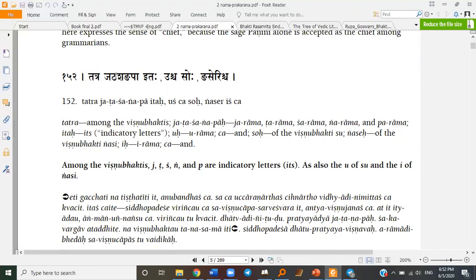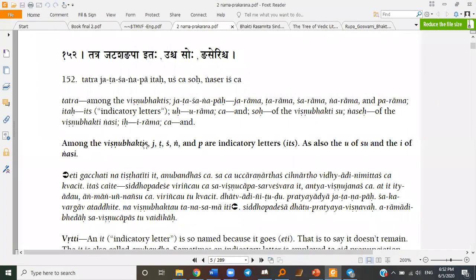Tatra jatashampavitah ushta saha jaisevishta. Among the Vishnu Bhaktis, J, T, Sh, M, and P are indicatory letters. This is not English, this is in Sanskrit, as also the U of Su and the E of Masi.